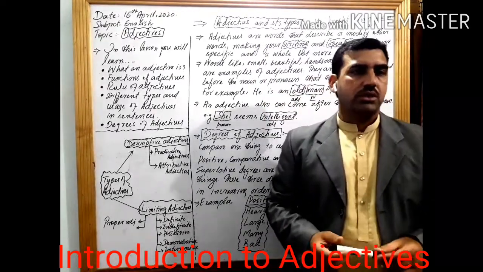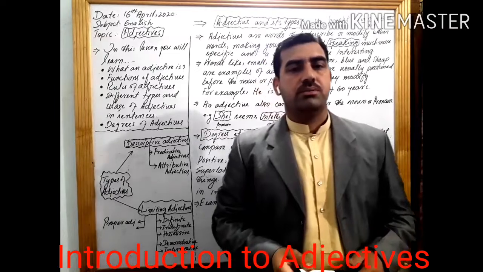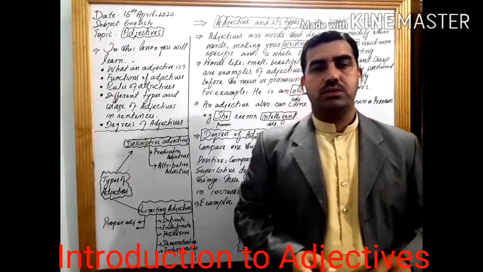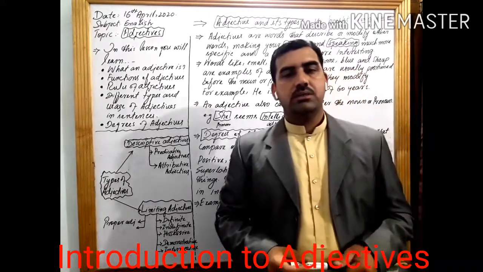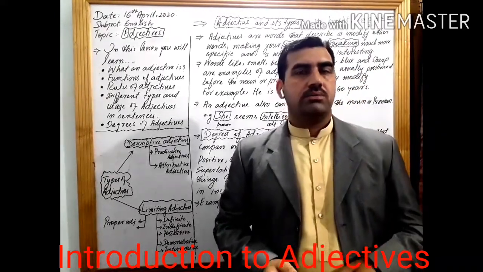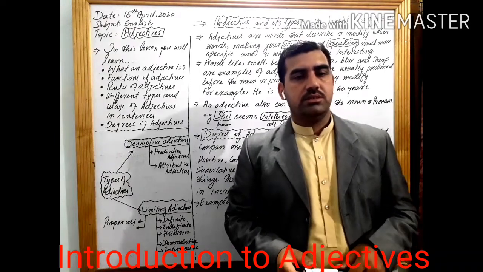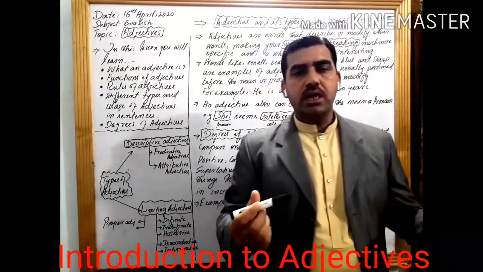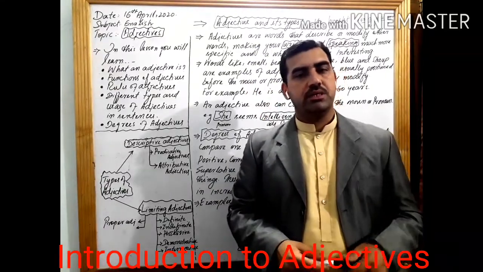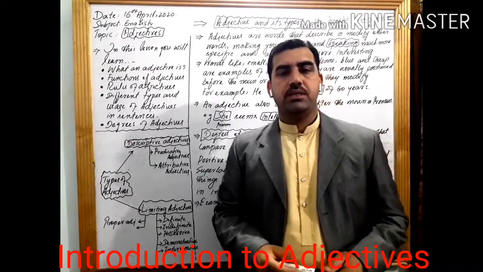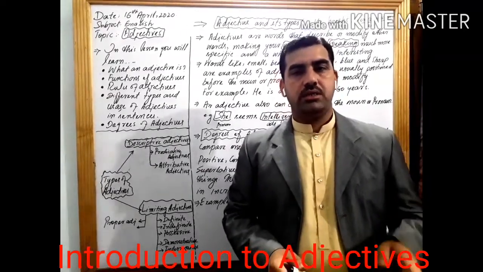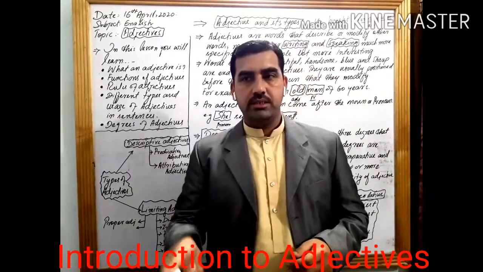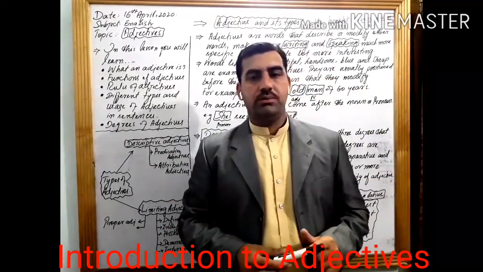Now the second use of adjective is after a verb or after a noun or pronoun. An adjective is also used in a sentence after a stative verb. For example, see, consist, is, have, feel, etc. These are some of the words after which an adjective can be used. For example, he is so handsome. So is is a verb and handsome is an adjective. So the adjective handsome is after the verb is.